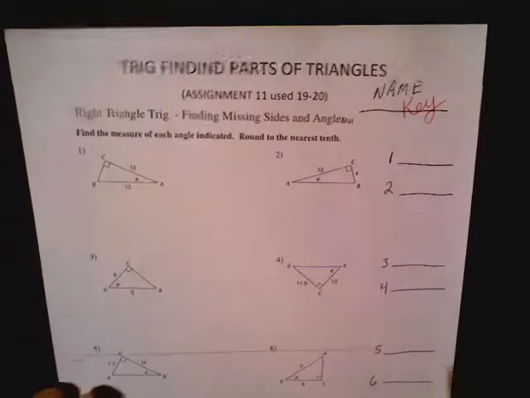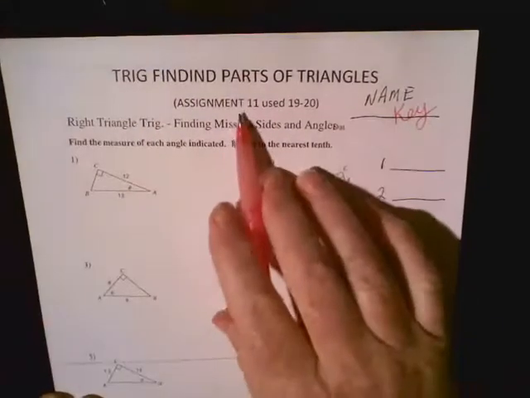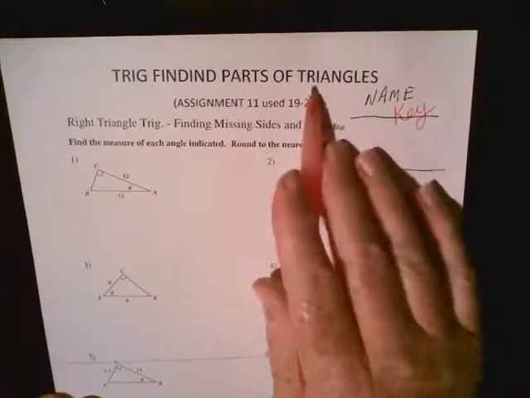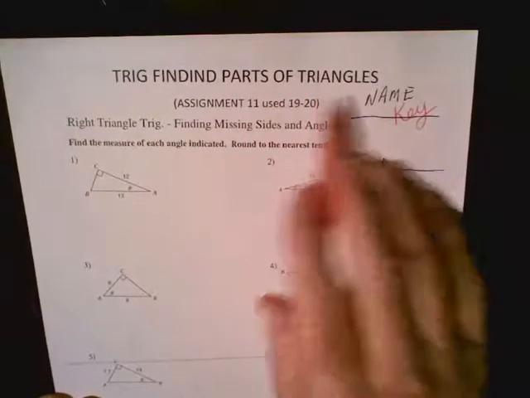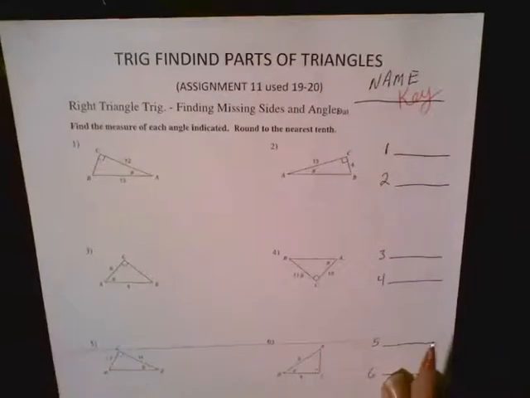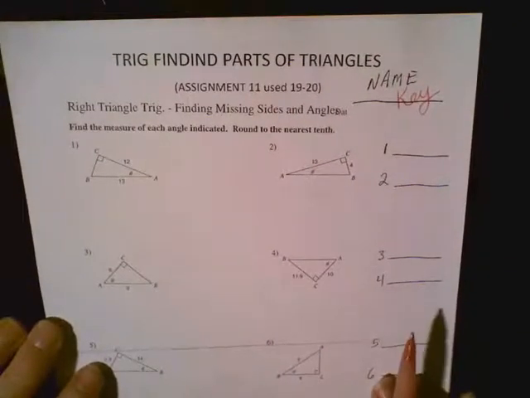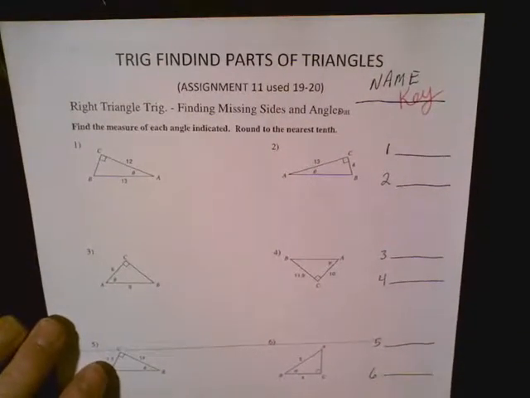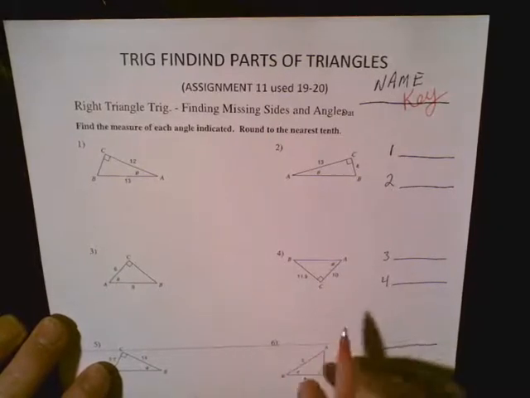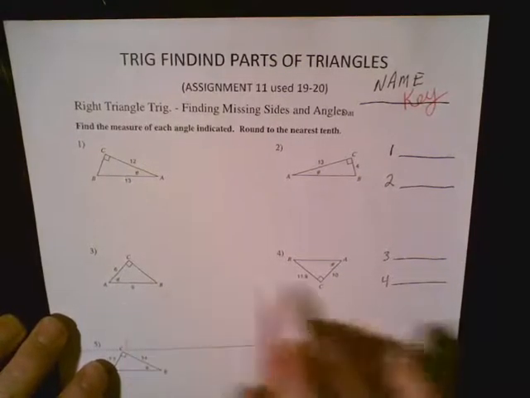Alright, this is a video for geometry assignment 11, finding parts of triangles, so finding an angle or a side in a triangle using your trig ratios. I know this is sort of hard to see. My print here is not the biggest.